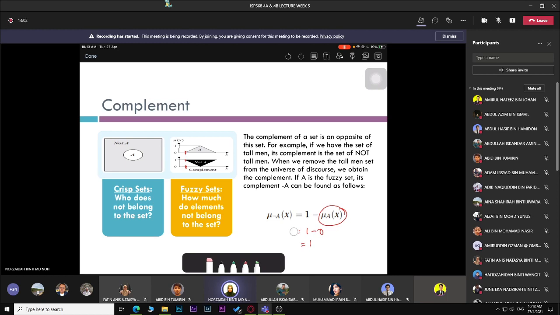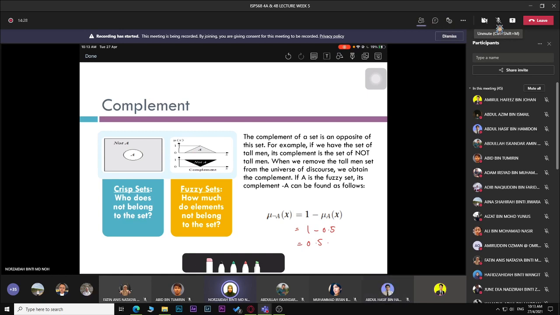Faham? If you see another element here, for example, it belongs to A with degree 0.5, then it will belong to not A by 1 minus 0.5. So that gives 0.5, and so on. Is it clear? Clear, William.